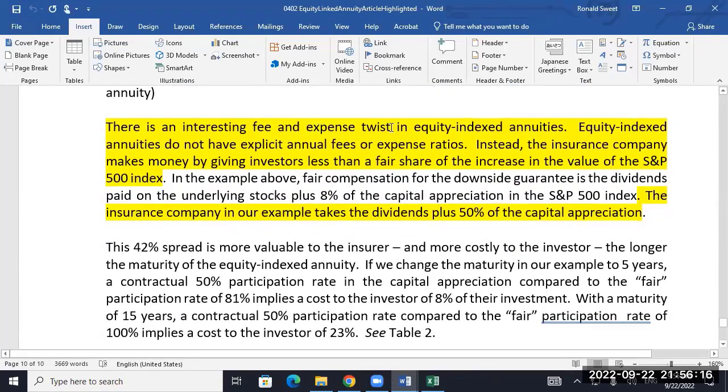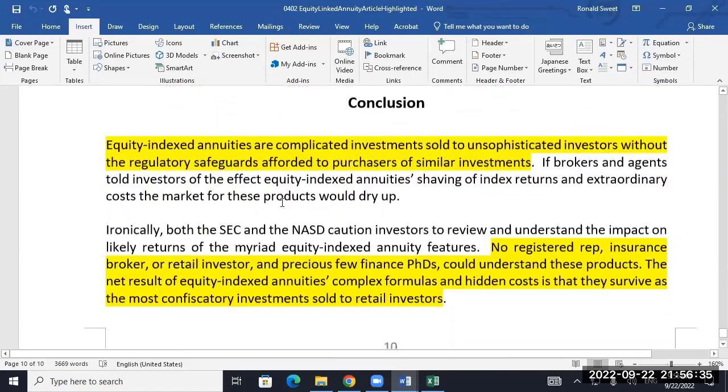There are interesting fee and expense twists. Equity index annuities, I keep calling it equity linked, sorry, do not have explicit annual fees or expense ratios. Instead, the insurance company makes money by giving investors less than their fair share. The insurance company, in our example, takes the dividends plus 50% of the capital appreciation.